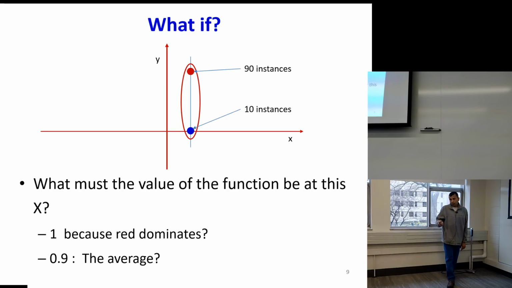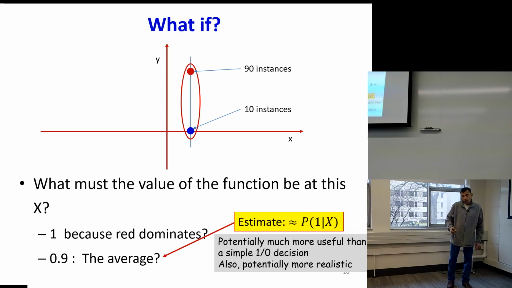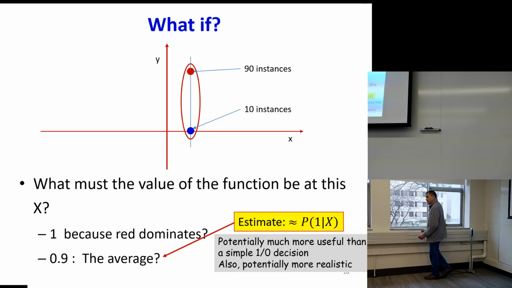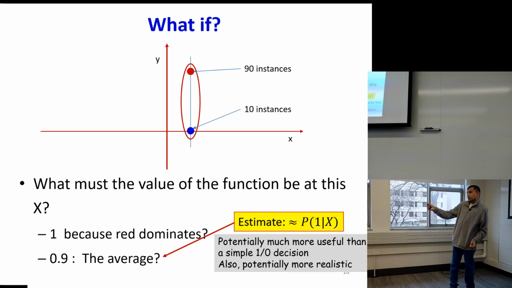Now, intuitively speaking, this 0.9 is much more informative. It tells you something about the data. What it's actually giving you is an estimate. If you thought of these instances as random variables, it's giving you an estimate of the probability of 1 given the input x. So for that specific x, what fraction of all instances that have that particular value of x are going to be 1, right? So this is also the average. It turns out that the two are going to be the same, right? Now this is potentially much more useful than simply saying I must assign this to red. This carries more information. It's also more realistic. It gives you an idea of your confidence in what the output must be.